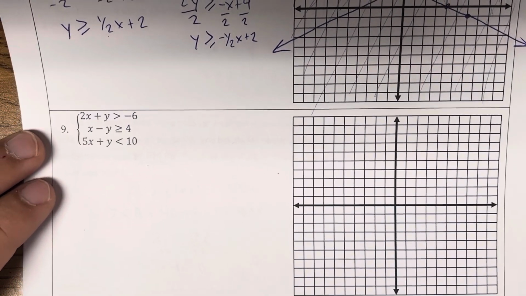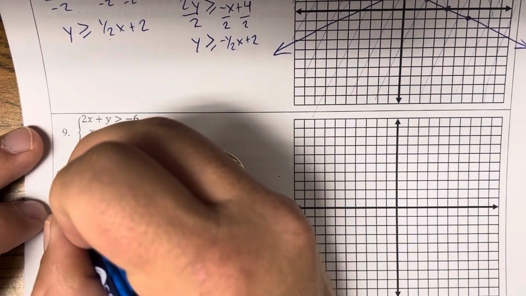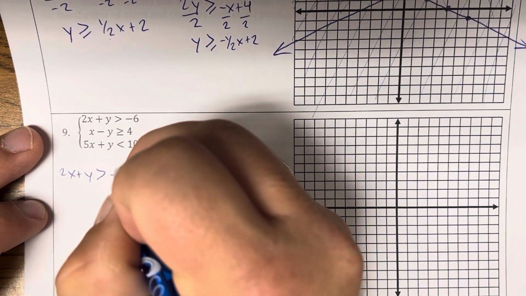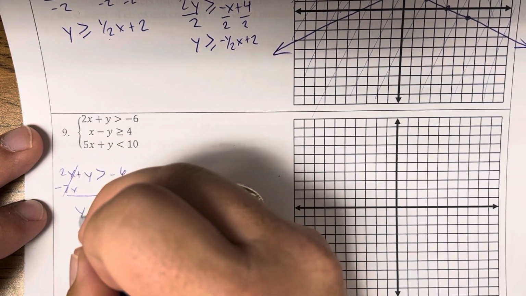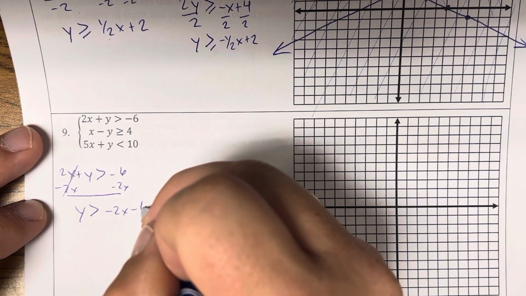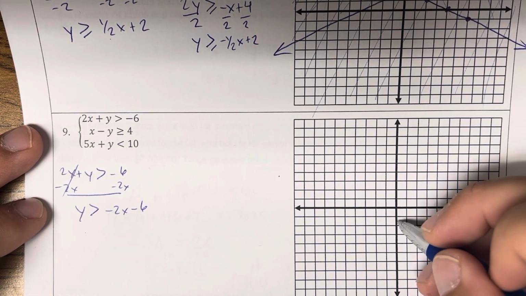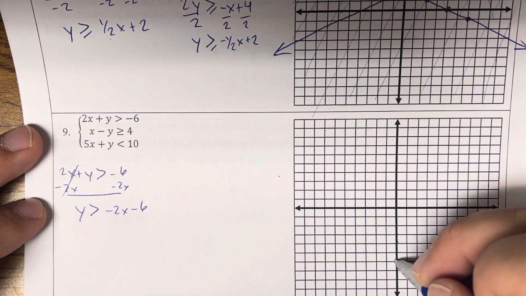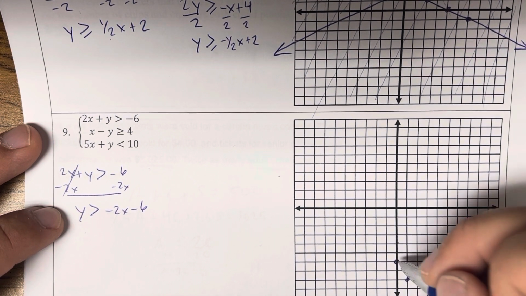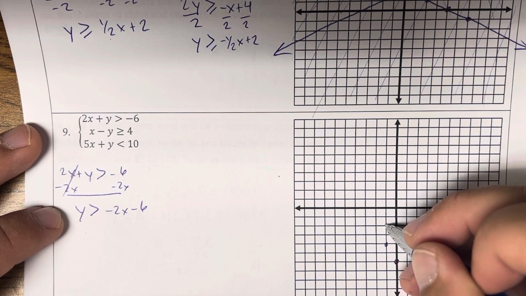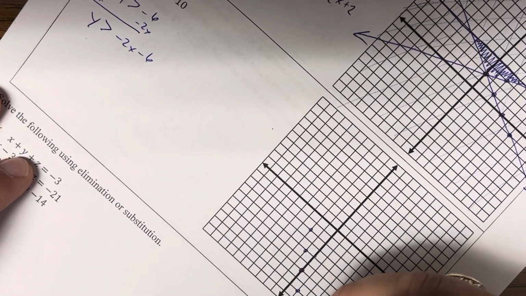Number 9, we'll do the same thing. I need to get the y by itself on all of them, so 2x plus y is greater than -6. We'll just subtract 2x over, and so y is greater than -2x minus 6. So we'll start at -6, 1, 2, 3, 4, 5, 6, and we'll go down 2, right 1, down 2, right 1, or up 2, left 1, up 2, left 1. This one is a dotted line because it doesn't have the equals bar with it.